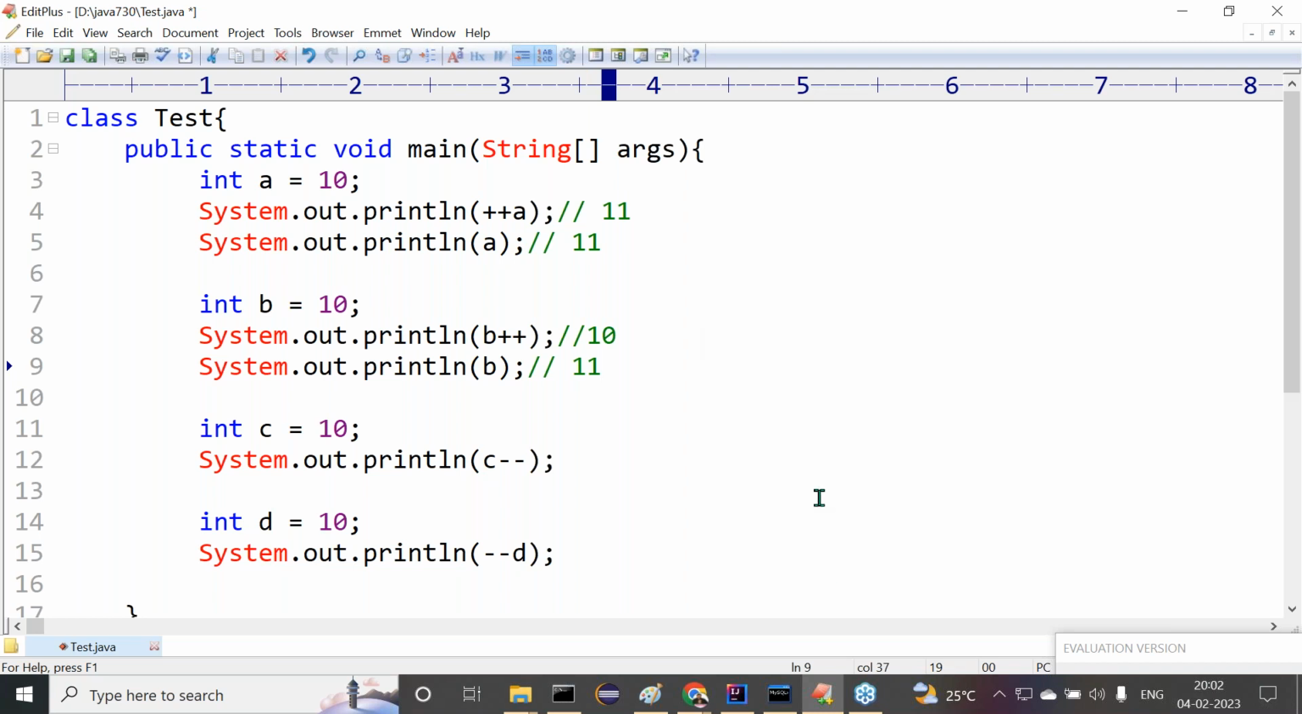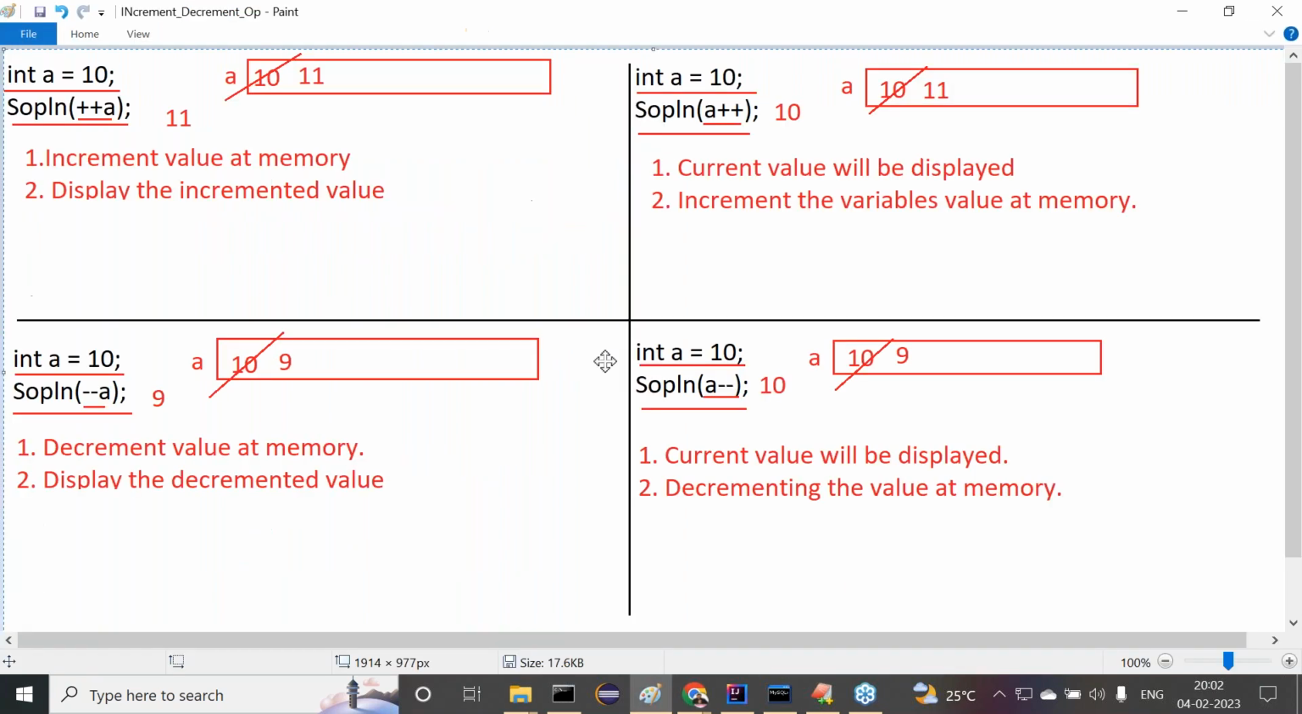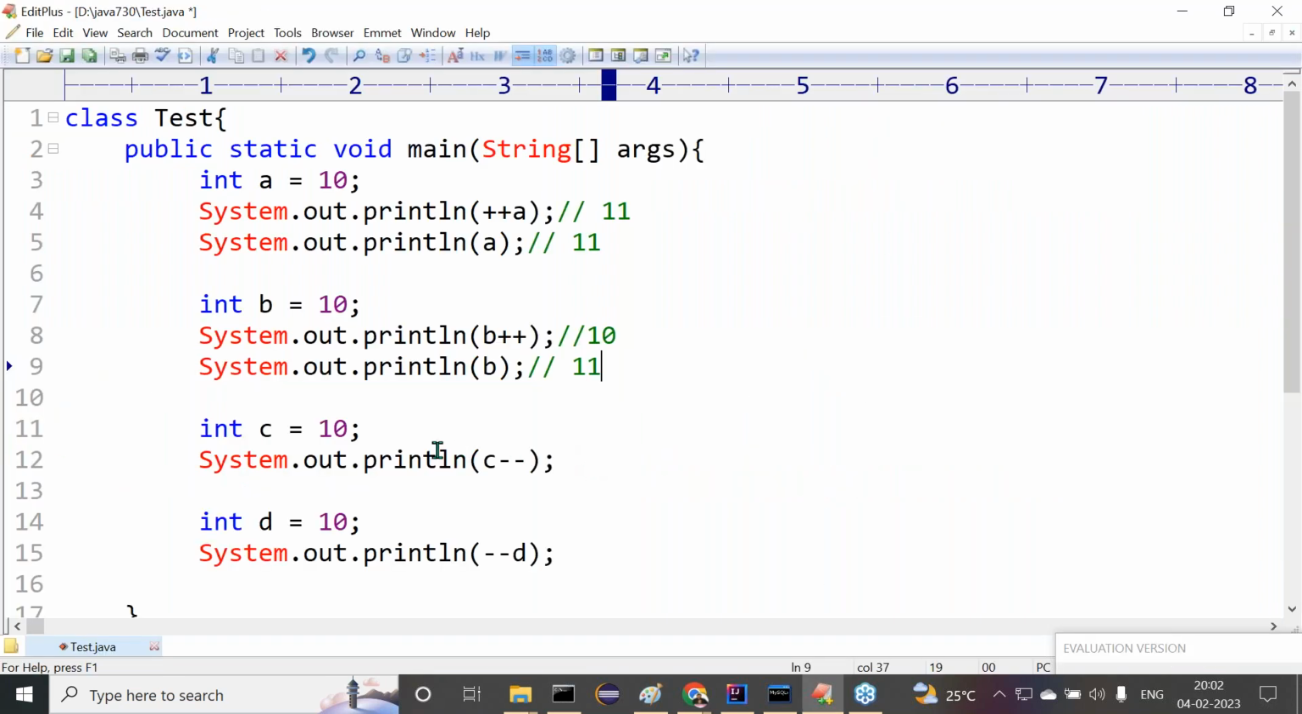Observe carefully what I'm telling you. Same diagram, nothing else. Whatever diagram we have seen there, the same thing I'm representing in the program now. Observe carefully. Now the second case I completed here. After incrementing the value, 11 is the output we are getting or not? Okay, fine. Now let me show this point here.